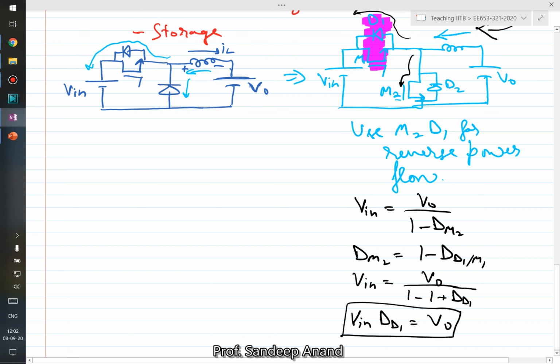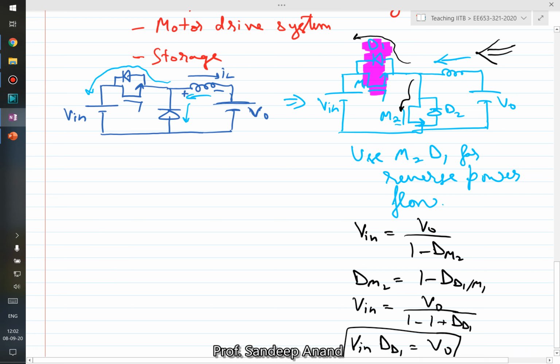Okay, so therefore you see that by adding one more switch, we were able to add bidirectional power flow capability to the buck converter. Similar thing can be done for boost, for buck boost, and for non-inverting buck boost also, right? In boost you then require two MOSFETs, in buck boost you require two MOSFETs, in non-inverting buck boost you might require 4 MOSFETs, right? So one thing I would suggest is, you can go back and try to draw those circuits, see how many MOSFETs you would require to do a bidirectional power flow in that specific circuit.